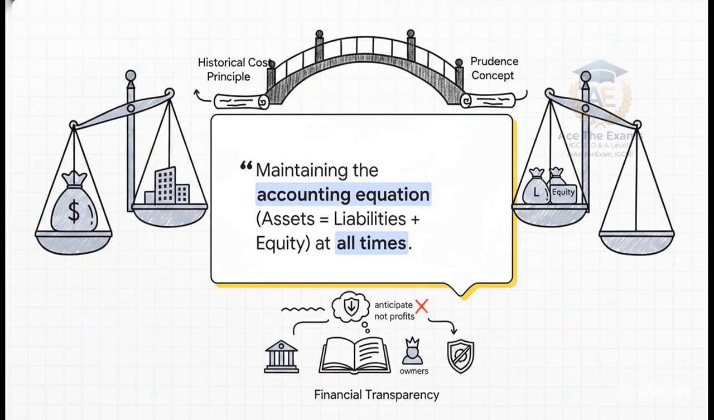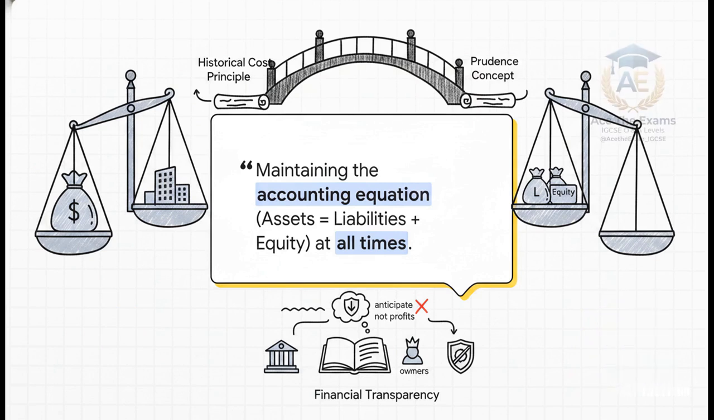Building on that entity concept, we hit a core architectural requirement, the accounting equation. Assets equal liabilities plus equity. It's like a giant seesaw. It must remain in perfect balance at all times during the fiscal period. But how do we know the numbers we're plugging in are actually right? Well, that is where the prudence concept and historical cost principle step in.